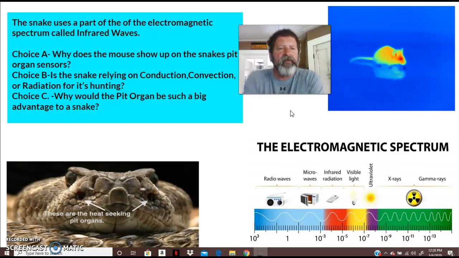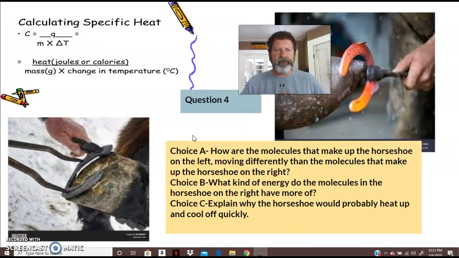So here's your question. Choice A: why does the mouse show up on the snake's pit organ sensors? What about the mouse makes it show up? Choice B: is the snake relying on conduction, convection, or radiation while it's hunting? You have to think about which of those relies on electromagnetic waves. Choice C: why would the pit organ be such a big advantage to the snake? Being able to see electromagnetic waves like infrared radiation, why would that be a huge advantage? Think about the difference between mammals and reptiles. Okay, moving on to the next question.